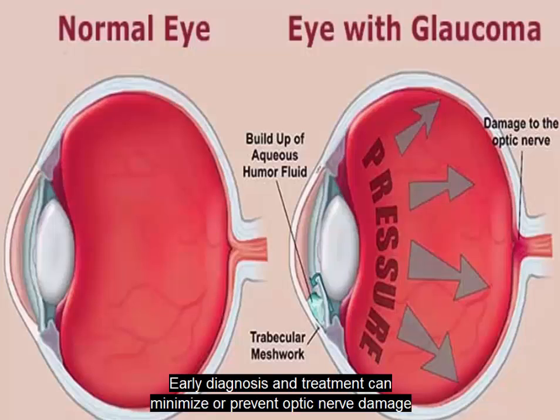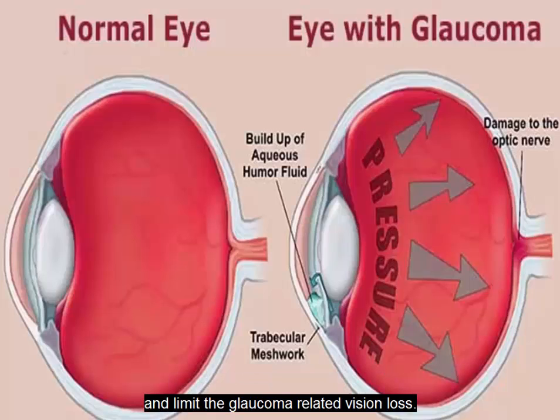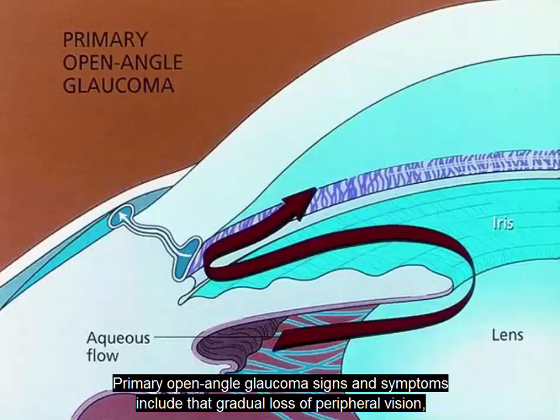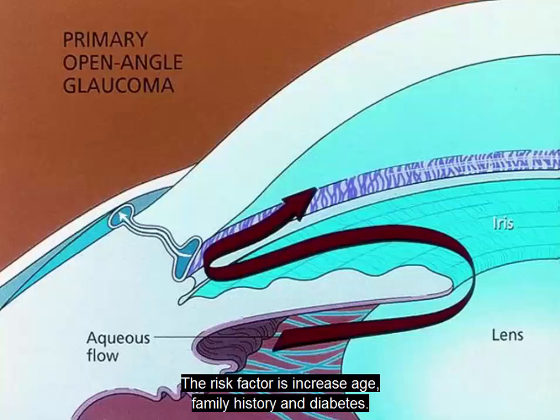Early diagnosis and treatment can minimize or prevent optic nerve damage and limit the glaucoma-related vision loss. Primary open-angle glaucoma signs and symptoms include gradual loss of peripheral vision, usually in both eyes, and tunnel vision in the advanced stages. The risk factors are increased age, family history, and diabetes.